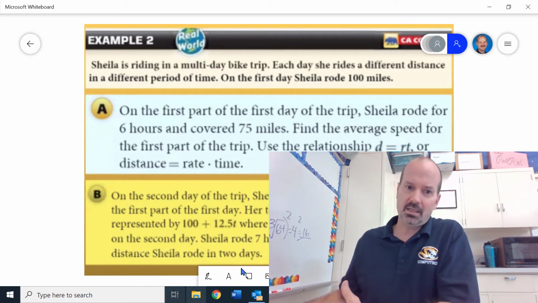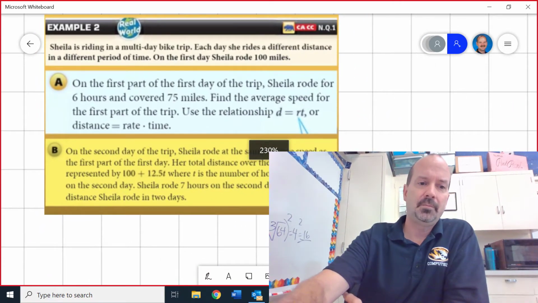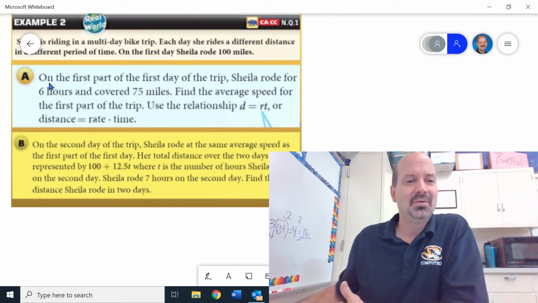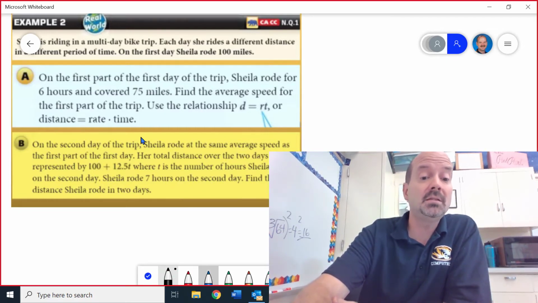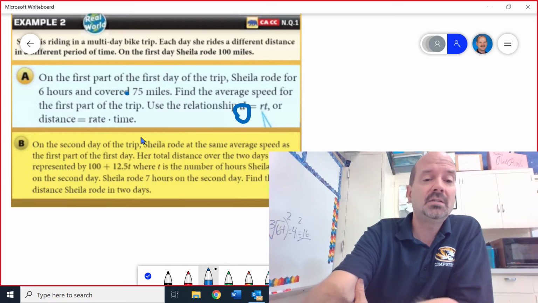Okay, so let's tackle that first part first. Let me make this a little smaller so I have room to write. All right. So on the first day of the first part of the trip, she rode for 6 hours and covered 75 miles. Find the average speed. Remember we talked earlier, we said we were going to plug things in, substitute. We're going to replace the D with the distance. The D, we're going to replace that with 75.